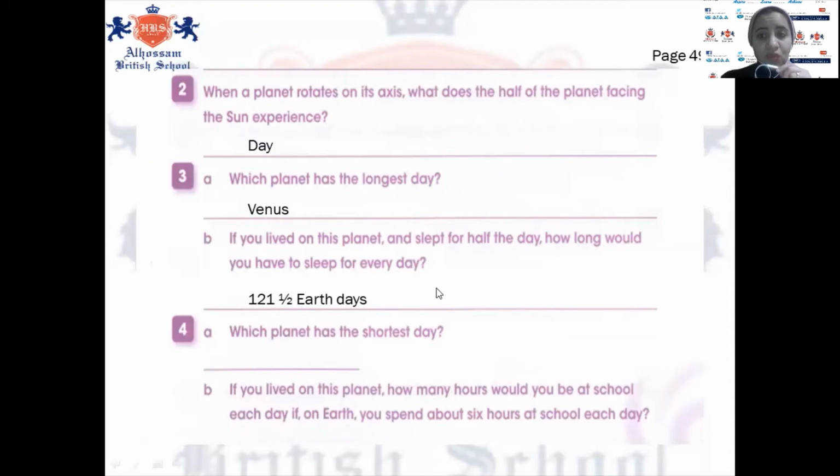Which planet had the shortest day? Okay, Farah. Which one? 2 hours. Okay. Which planet has the shortest day? Jupiter. Okay, Jupiter.